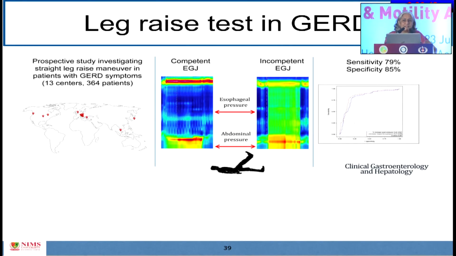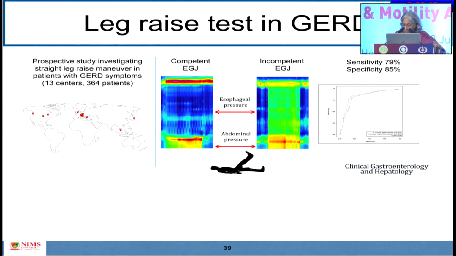The last thing that I want to cover is a leg raise test in gastroesophageal reflux. This is a new test that's come up. Ask the patient to raise the leg and see whether the esophageal body pressurization increases or not. If the LES pressure is normal and intact, or the hiatus is intact, in that case there will be no increase in pressurization in the esophageal body, telling us that this patient has a competent LES.